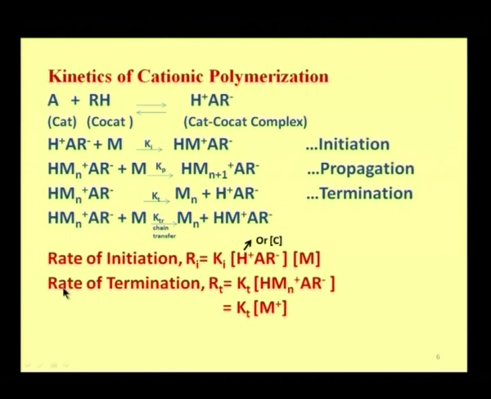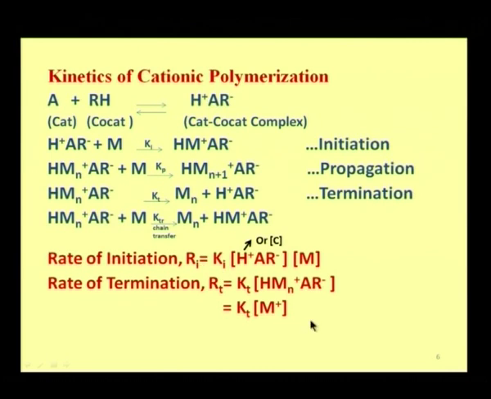And similar to this, the rate of termination can be expressed as Rt, which is given by the rate constant of termination, that is Kt, multiplied by the growing polymer chain. So, the rate of termination basically depends on the number, or the concentration, of the growing polymer chain available in the reactor vessel. So, this is given by Kt multiplied by the growing polymer chain, which is very simply represented as M plus concentration. So, Rt is equal to Kt M plus.